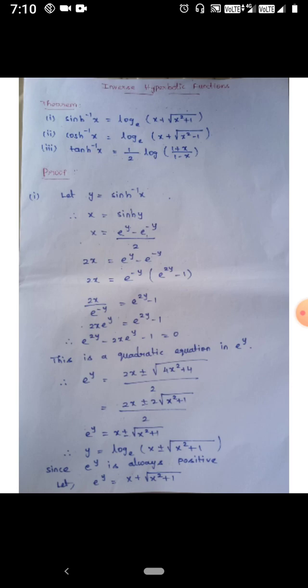By taking all the terms to one side of the equation, we get a quadratic equation in e power y. We can easily solve this quadratic equation by using the formula method. The formula is minus b plus or minus root of b square minus 4ac by 2a. By using that formula, we solve and get the value for e power y. We are getting two values. The exponential function is always positive, so we take only the positive value. So e power y equals x plus root of x square plus 1.